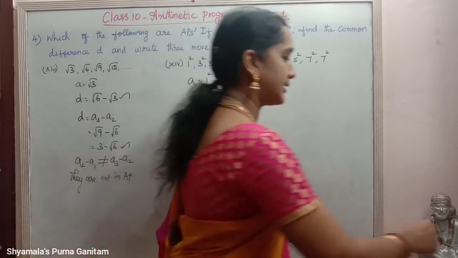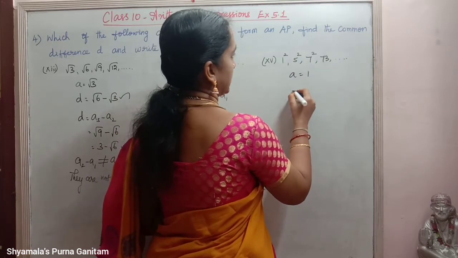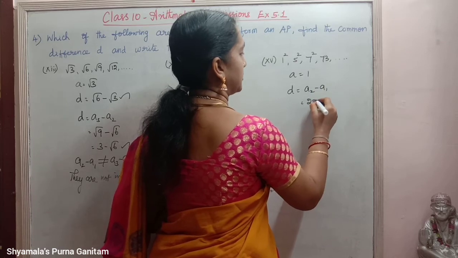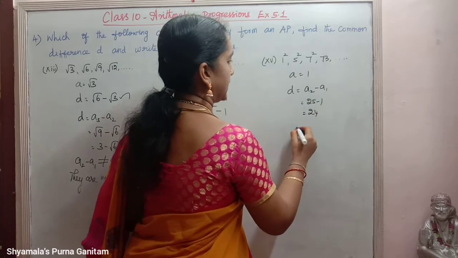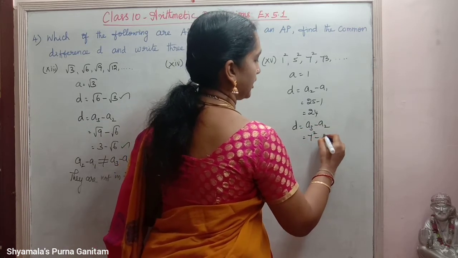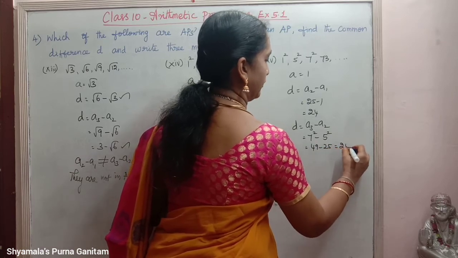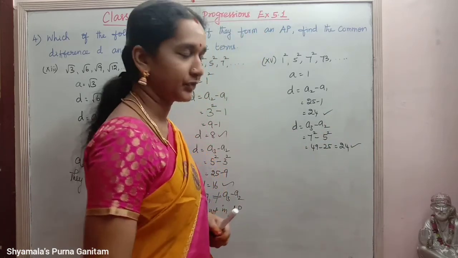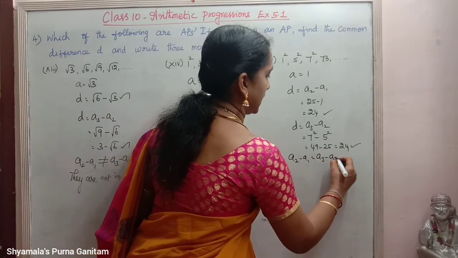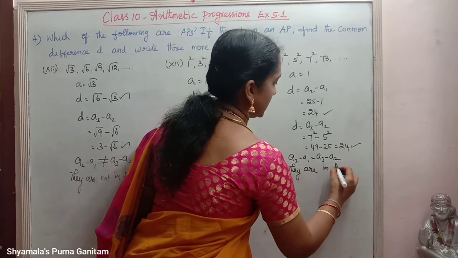Okay. Then the next sum is the last sum. a is 1 squared, that is 1. So the difference is a2 minus a1, that is 25 minus 1, 24. The next difference is a3 minus a2. a3 is 7 squared minus 5 squared. So 49 minus 25, that is also 24. So the difference is the same here. So a2 minus a1 is equal to a3 minus a2. So they are in AP.